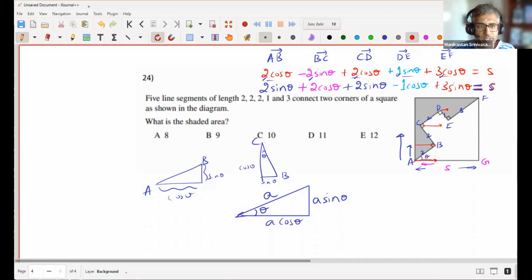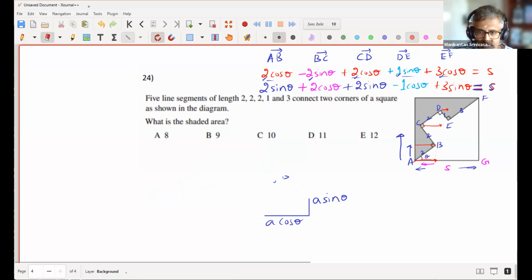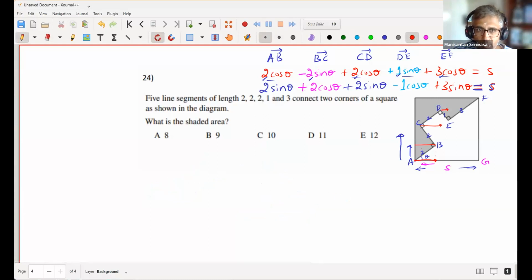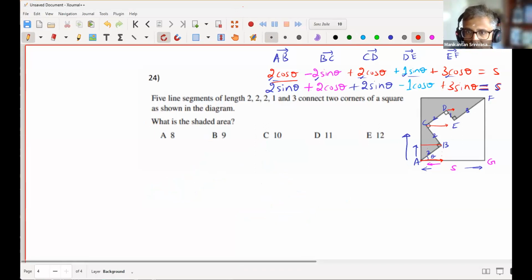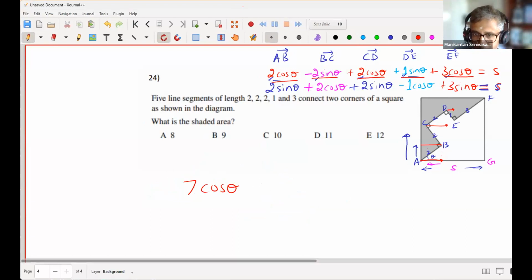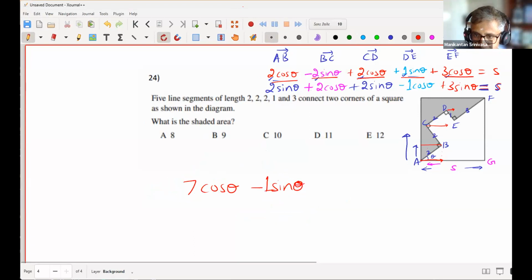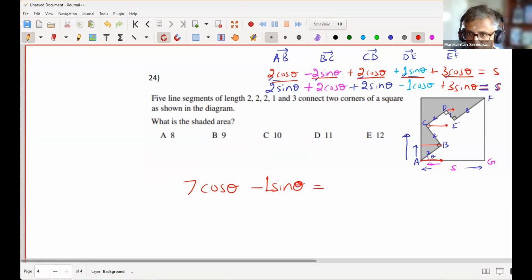Is everyone clear on this? If not, if you just spend another 30 seconds, you'll get it. So let's go with that. Okay. So now both of them are S, which means I can equate both of them and get a relation between sin theta and cos theta. So let's do that. So this is 2 cos theta, 4 cos theta, 7 cos theta. So I have 7 cos theta minus 2 sin theta plus 1 sin theta is minus 1 sin theta. So minus 1 sin theta equals, how many cos theta here?